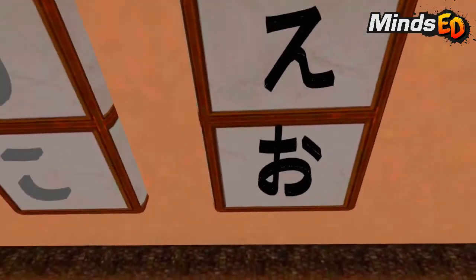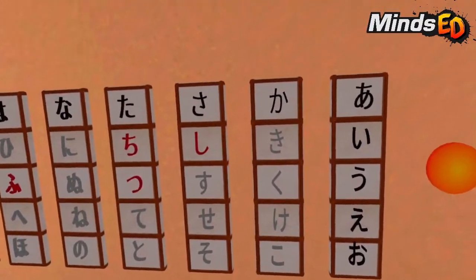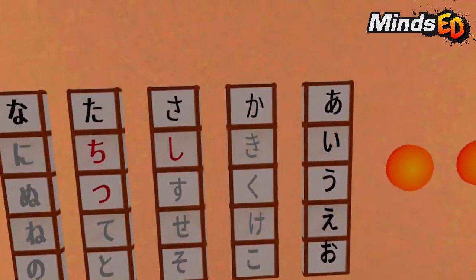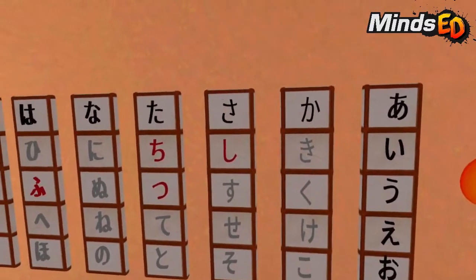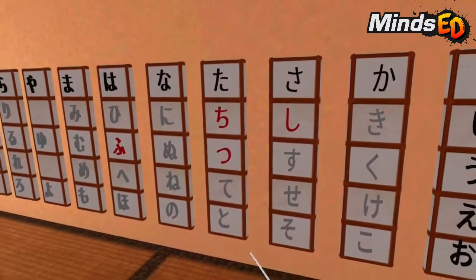From here on, we can figure the rest out logically. Just beware of a few exceptions, which are shown in red. Ka, ki, ku, ke, ko. Sa, shi, su, se, so. Ta, chi, tsu, te, to.